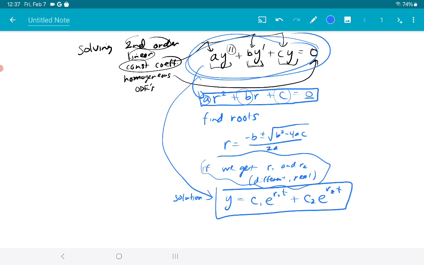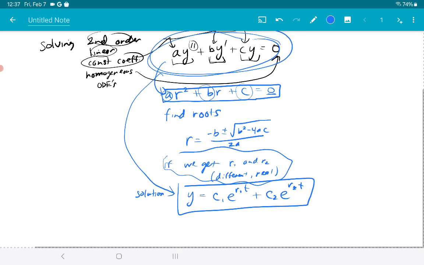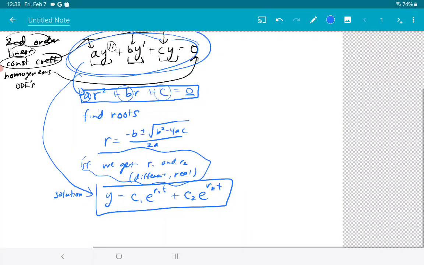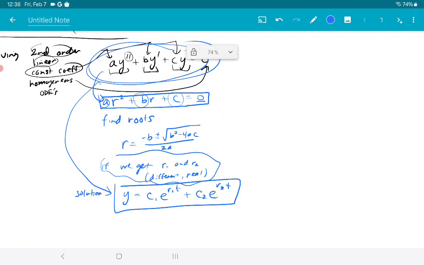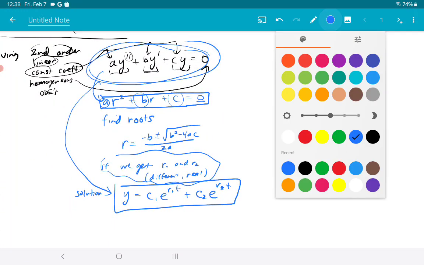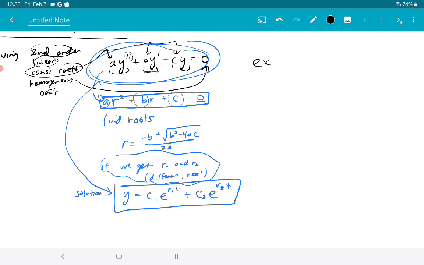And what did we learn last time? Last time, let's do an example to sort of remind us what we had last time. So, switch colors. Something like this. What if I gave you an equation like this? y double prime plus 7y equals 0.